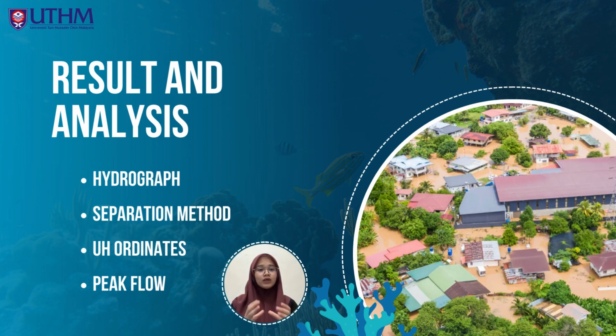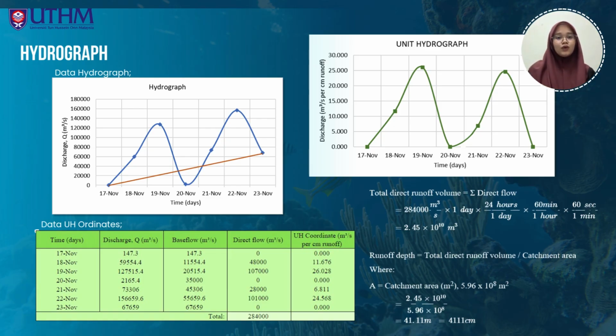In the result analysis, we calculate the hydrograph, the separation method, UH ordinate, and peak flow. For the hydrograph data, we obtain it by using the Mini equation. After obtaining the values, I plotted the hydrograph. After that, we use the separation method, using the straight line method, to obtain the base flow and direct flow values. With that, we can calculate the UH ordinate.